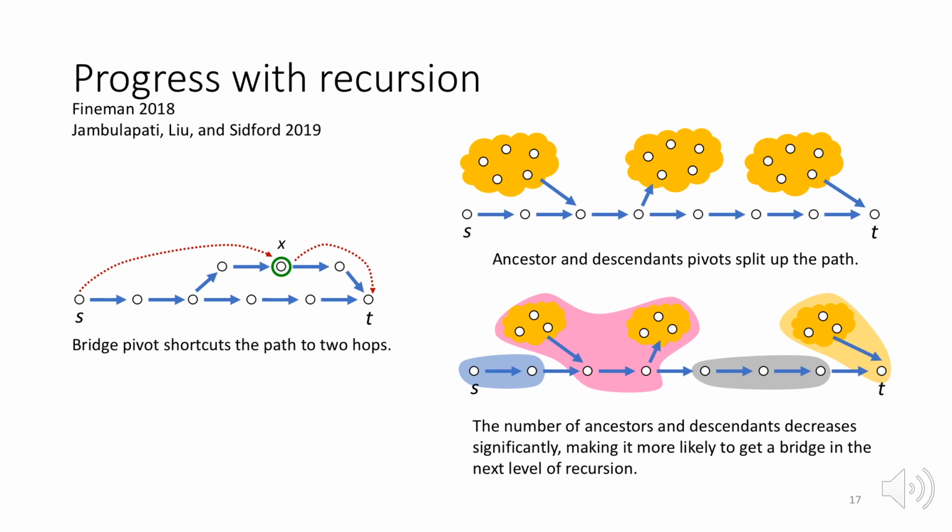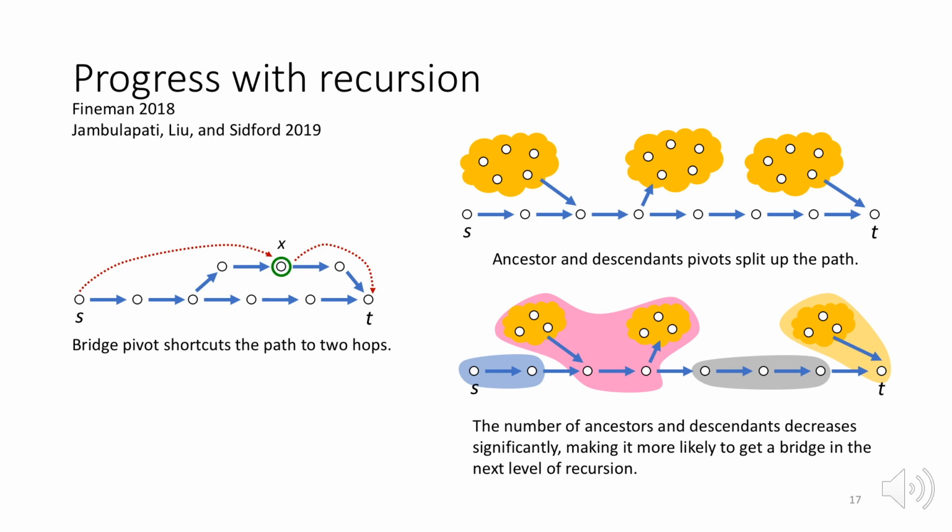The other case is that ancestors and descendants are pivots. In this case, the path is split into multiple subproblems. But they're able to show that the number of ancestors and descendants decreases significantly in the next level of recursion, making it more likely to get a bridge as a pivot. So the picture on the top right shows the graph with many ancestors and descendants, and the picture on the bottom right shows the next level of recursion.